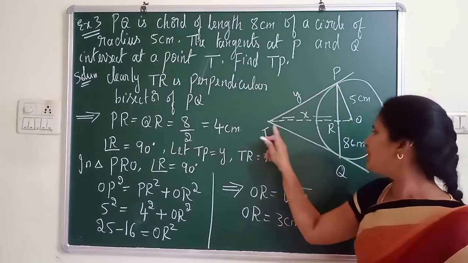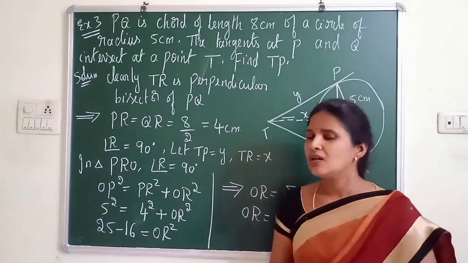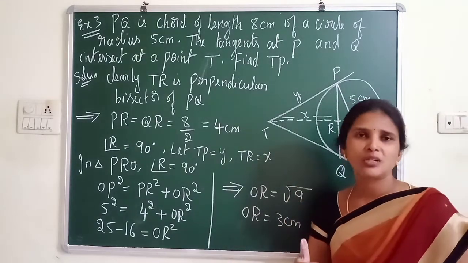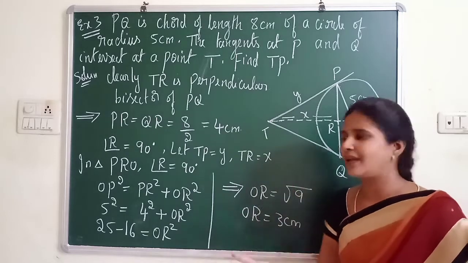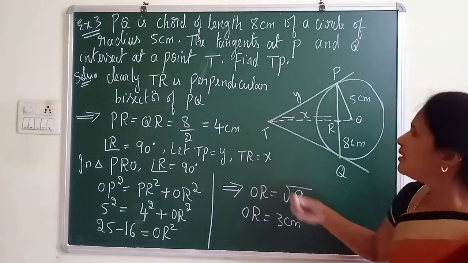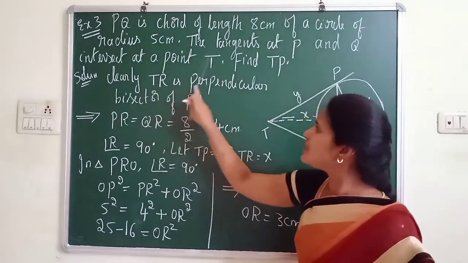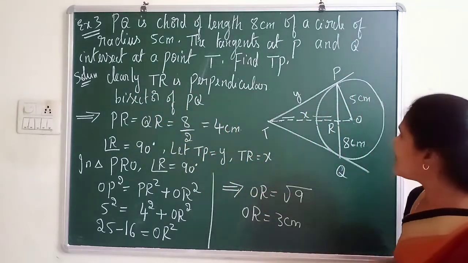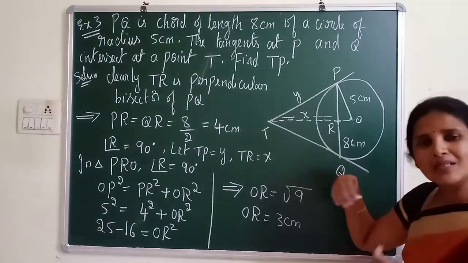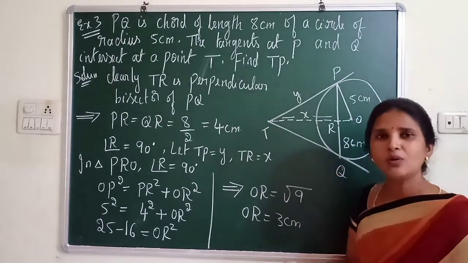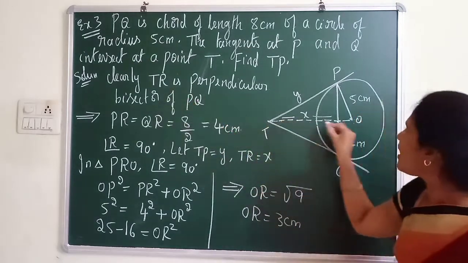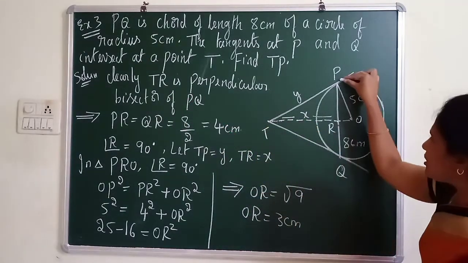If you find the length of TP, TP and TQ both are equal. So here the main idea is, I am going to use the Pythagoras formula in a right angle triangle. That is the main idea to find the value of y here. So what do we want here? Clearly TR is a perpendicular bisector of PQ. See, this is very lengthy. If I prove it again, it becomes one more page. So this you can write clearly, because in an isosceles triangle we can prove this. Clearly TR is a perpendicular bisector of PQ.